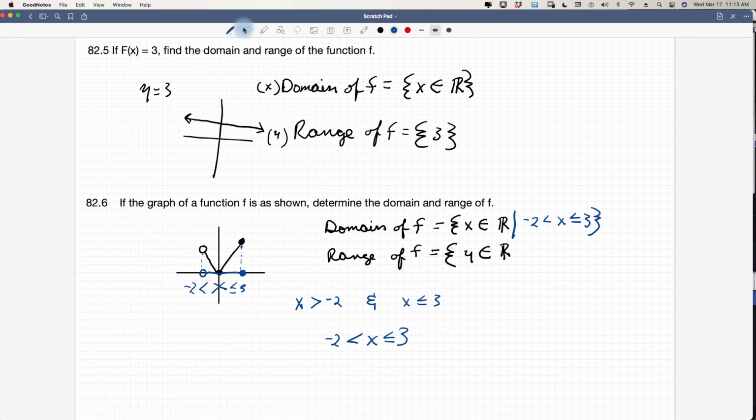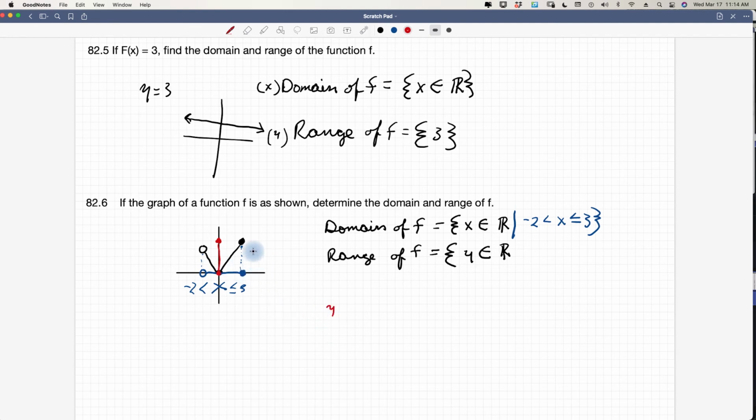Awesome. So now, let's figure out the range. Let's do the range in red so we can see the difference. So our range starts up here at 4, and it's a filled-in circle, and it stops at 0, and that's a filled-in circle. That's our range. So our range is y, right?